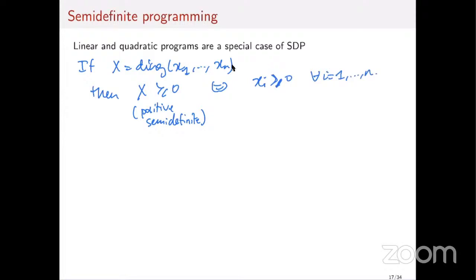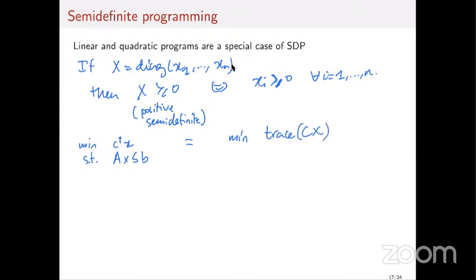By restricting my X to be diagonal, I can write: minimize C transpose X subject to AX equals B, AX less than B. Obviously, this is an overkill, but it's just to say that it's a special case. I can rewrite this as: minimize the trace of C times X.